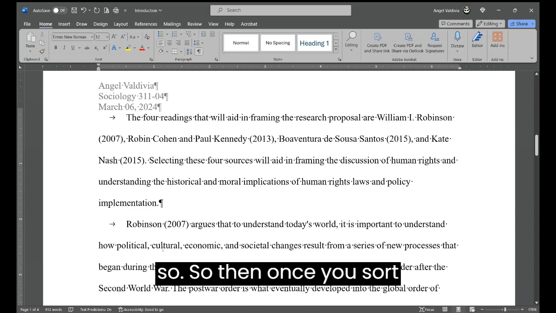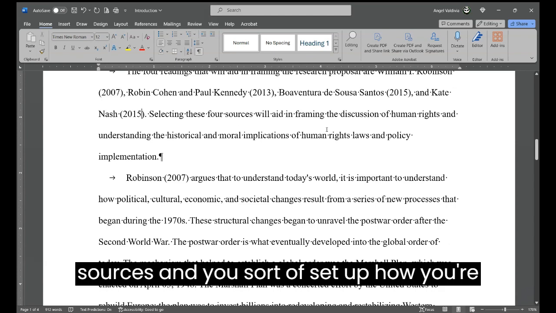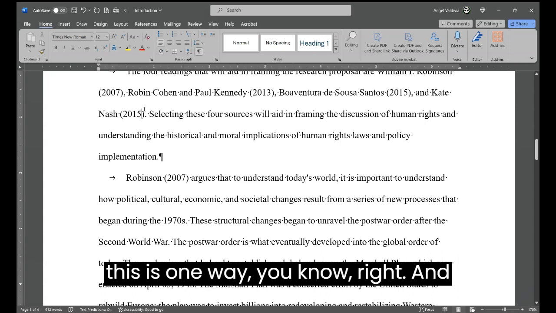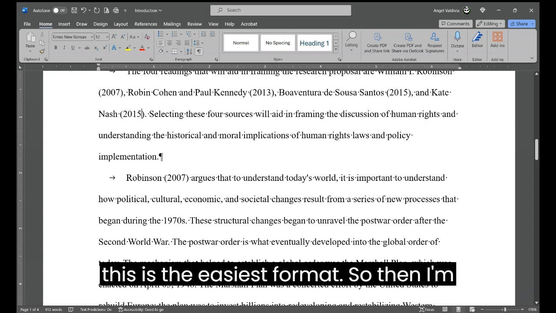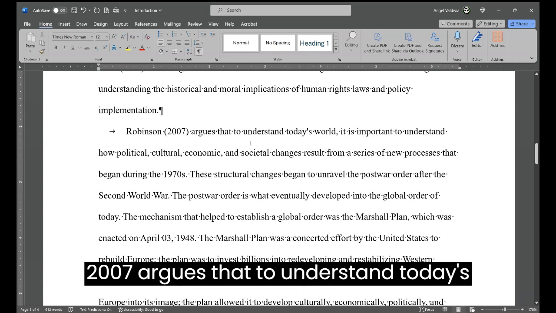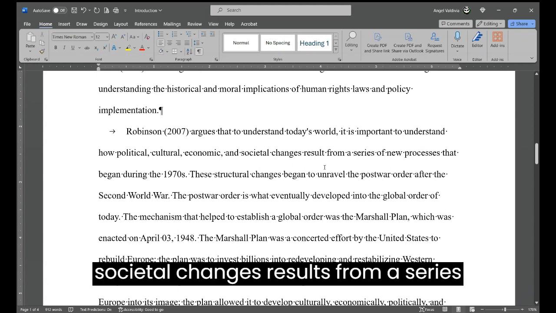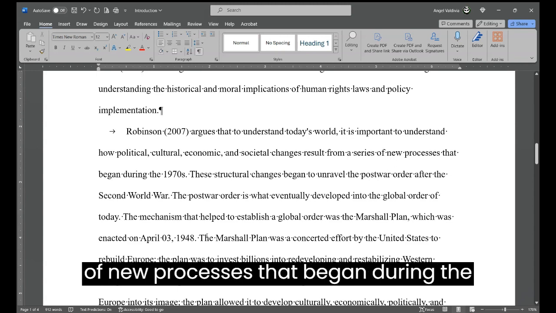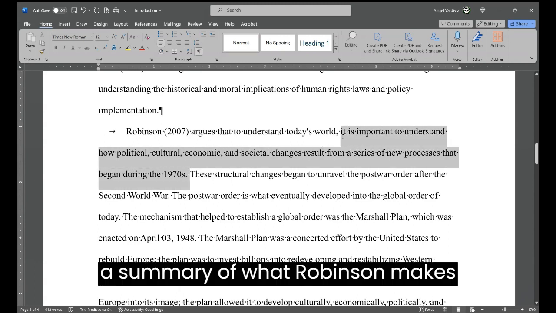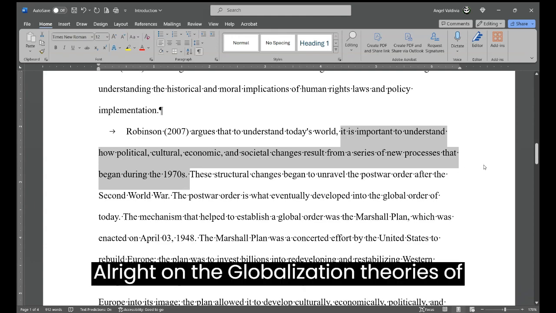Okay, all right. So once you list your four sources and you set up how you're going to use it, then you identify, oh, this is one way, and this is the easiest format. So then I'm just going to read what I wrote here about Robinson. So I wrote Robinson 2007 argues that to understand today's world, it is important to understand how political, cultural, economic, and societal changes result from a series of new processes that began during the 1970s. So this is a summary of what Robinson makes in the opening in his article on the theories of globalization.